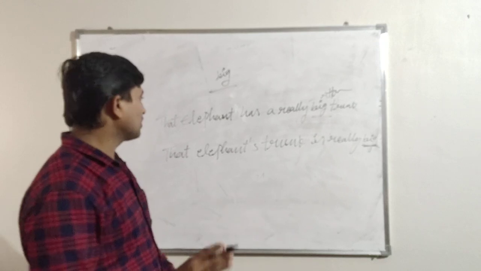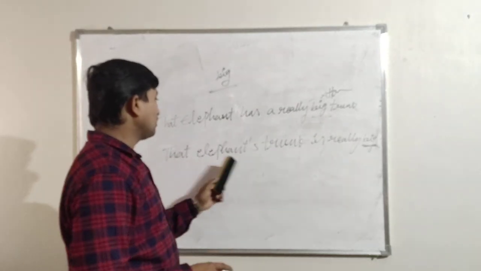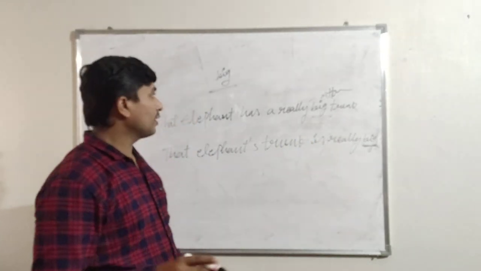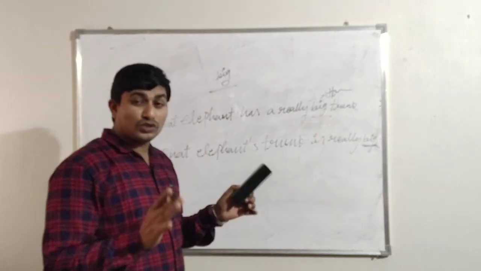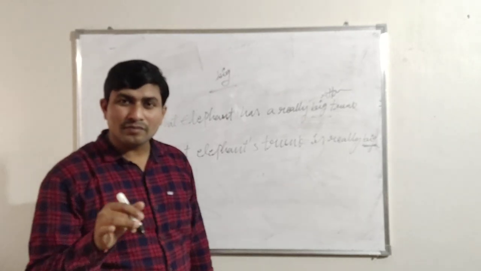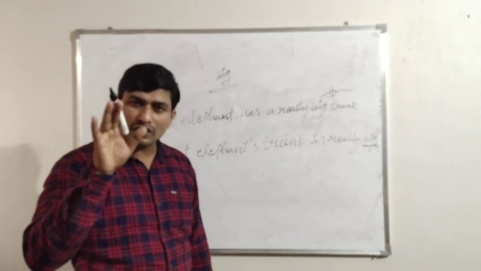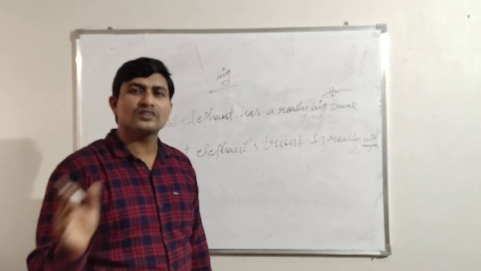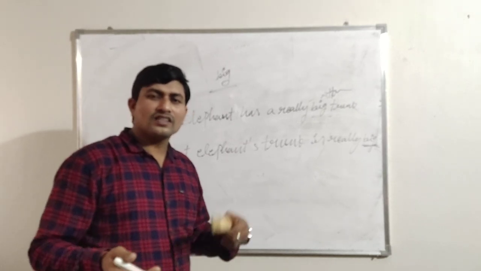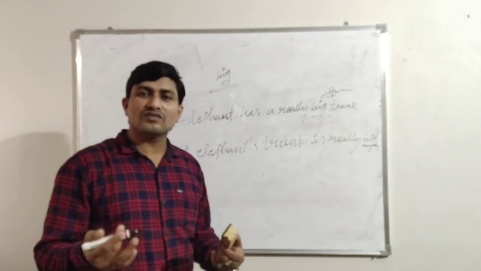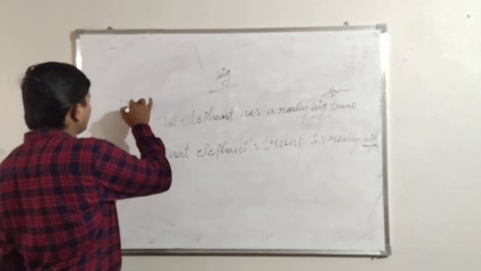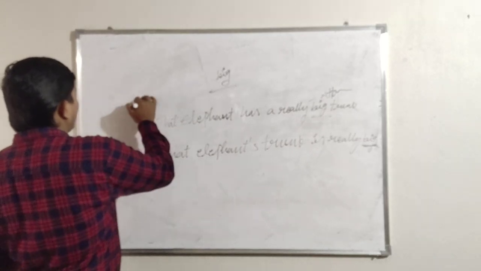So both give the same meaning, there is no difference. That elephant has a really big trunk, that elephant's trunk is really big. Okay, so this is the way. Most of the adjectives may become either attributive or predicative. But some adjectives can be only predicative itself. Do you understand what I said now? Most of the adjectives can become either attributive or predicative in accordance with the situation in a sentence. But some adjectives, like I told you, asleep.